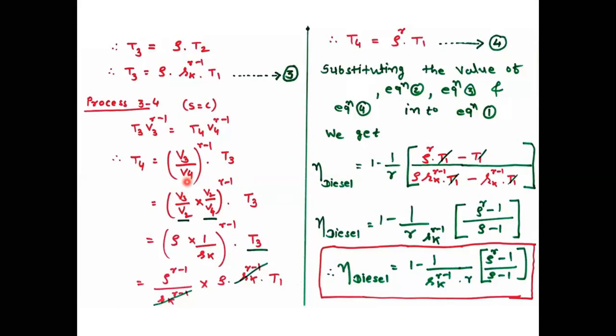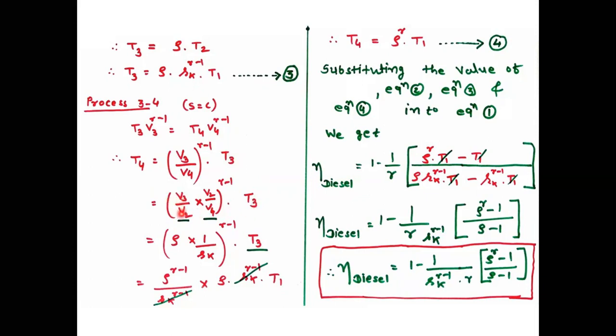Okay, now please concentrate here. What I have done here: I put V3 here, V4 here, and multiplied by V2 in the numerator and with V2 in the denominator. So mathematically it's perfect. V2 gets cancelled, so it remains V3 by V4 as it is. I can write that mathematically, that is okay. And the whole bracket raised to gamma minus 1 as it is, T3 as it is.